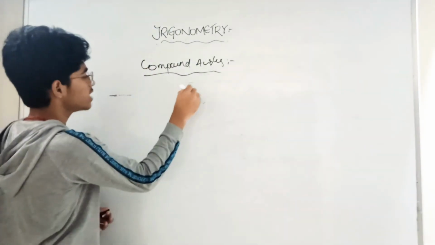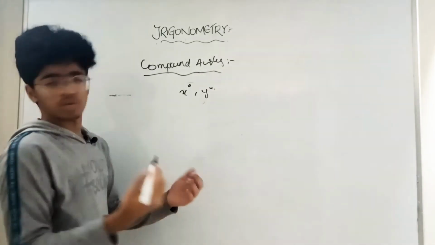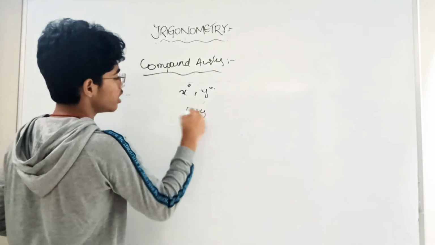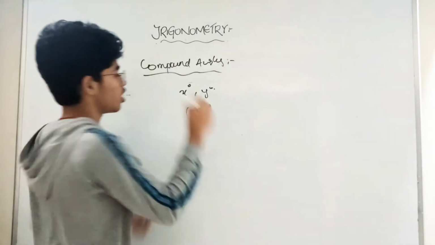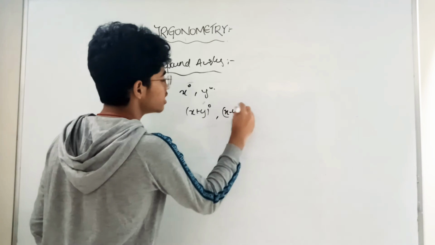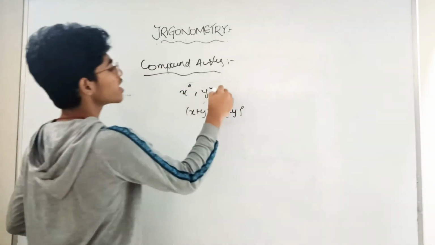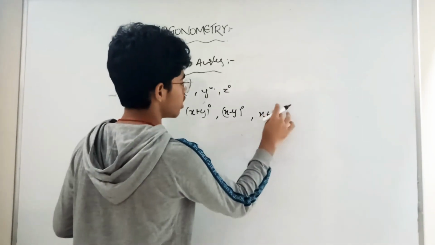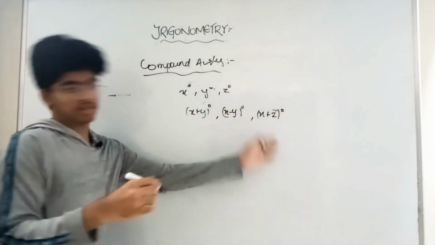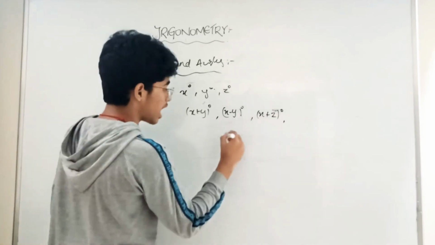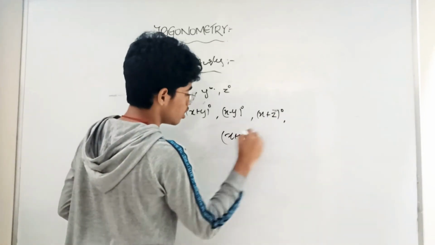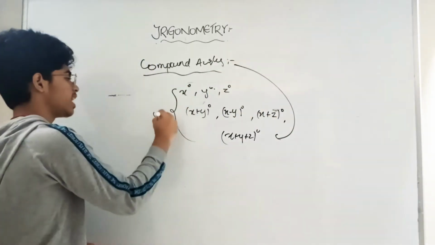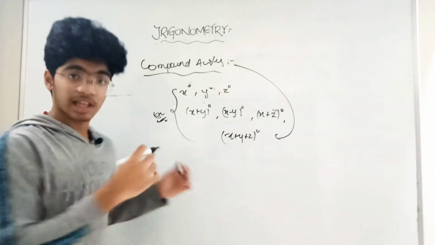So we have an angle x degrees and we have an angle y degrees. So the algebraic sum or the difference also. So x plus y degrees is a compound angle, x minus y degrees is also a compound angle. Suppose we have an angle z also. So x plus z degrees is also a compound angle, and also x plus y plus z degrees is also a compound angle. So these are all the examples of compound angles. Okay, so clear with the compound angles.